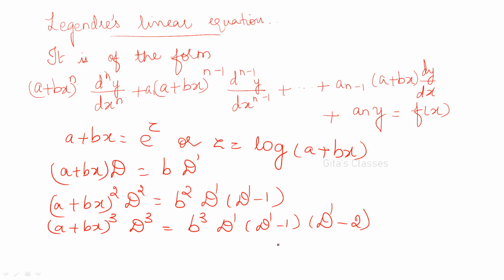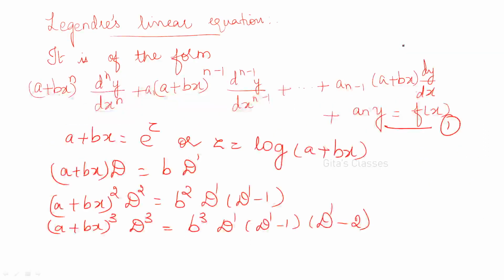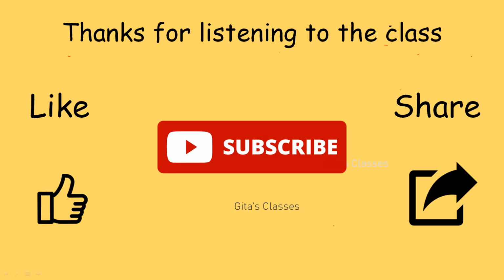So actually you have to substitute these things in this equation 1. Then it will reduce to a differential equation with constant coefficients. Here again, this is equation number 1. You have to substitute these values in equation number 1. It will be reduced to a differential equation with constant coefficients. Then by the usual method we can solve this.